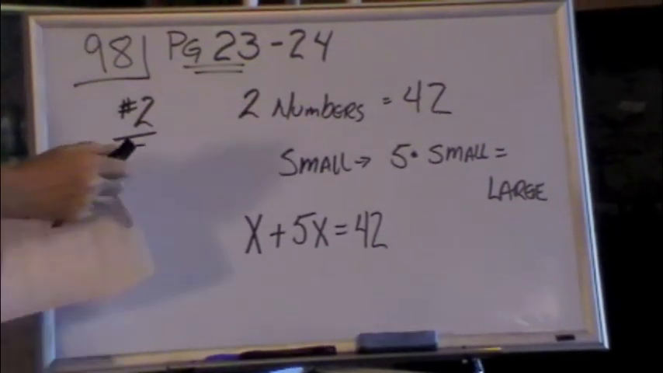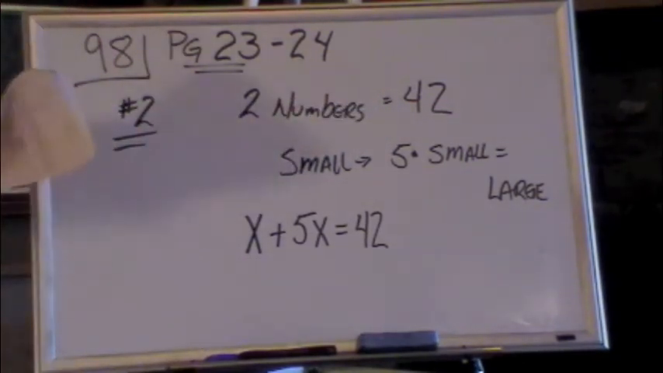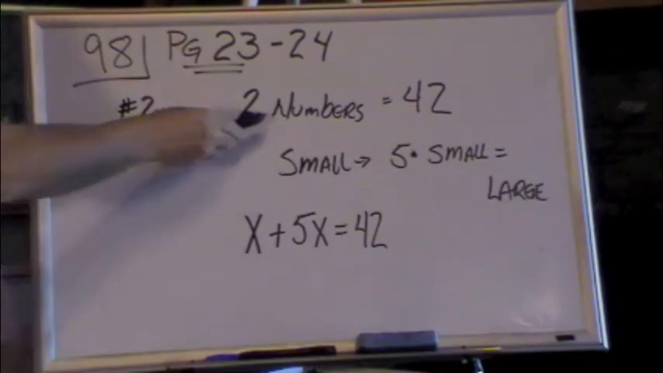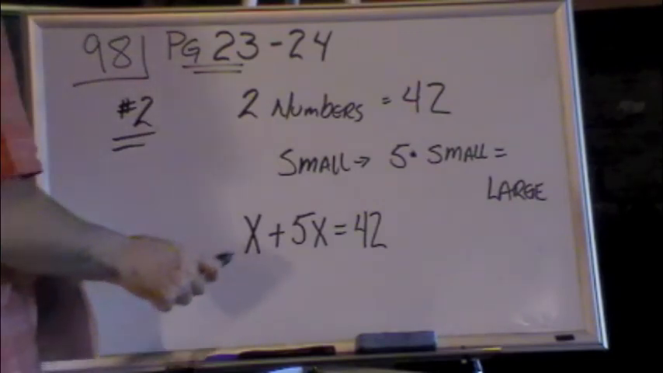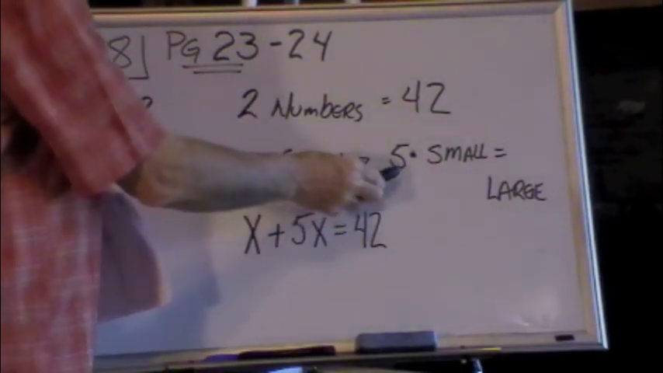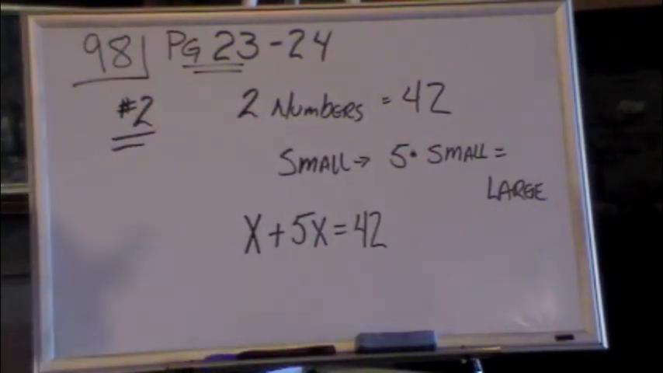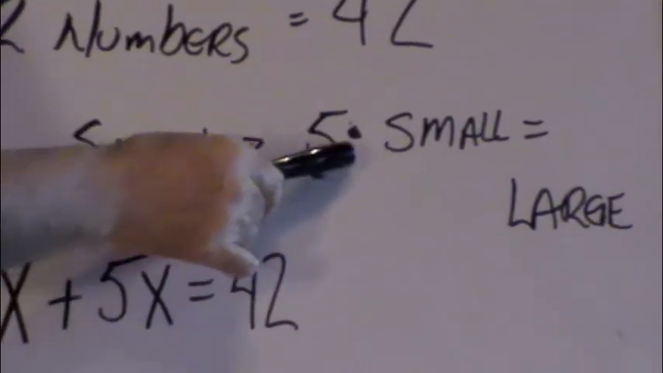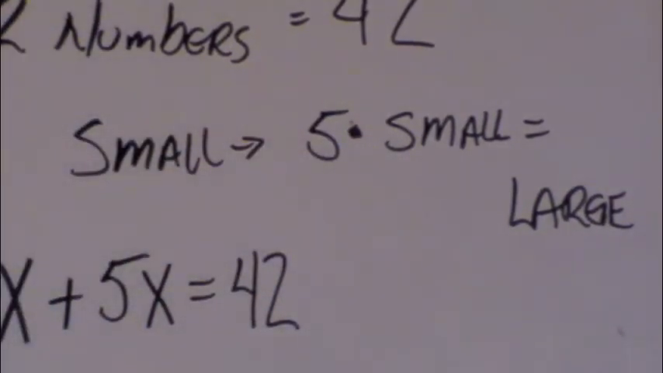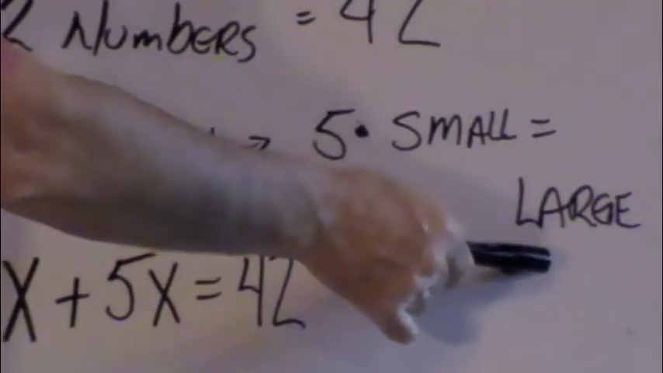Okay. It tells you in problem number 2 that you have 2 numbers that equal 42. They add up to 42. Well, that's what it means. Then they tell you a relationship between the 2 numbers. The small number, 5 little ones, equal the large number. Okay? Well, how do you solve that? Well, the large number is going to be 5 times as big as the small. That's what it's telling you. Can you see that as you read that? That it takes 5 little ones to make up the large one.